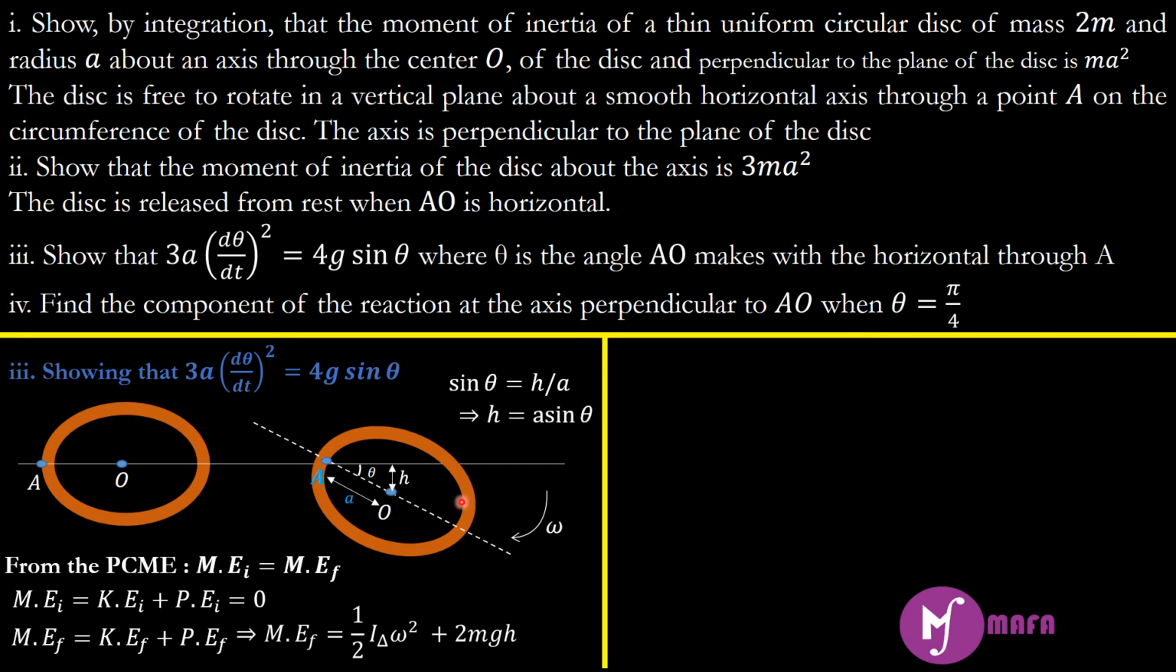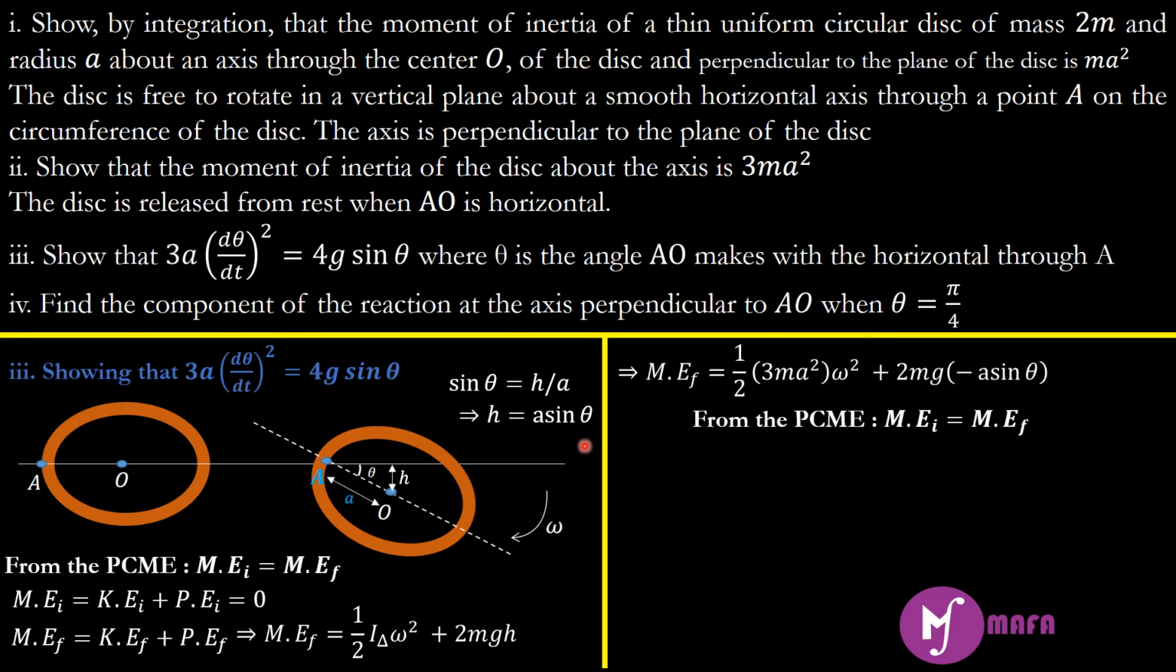So from there, our h becomes a sin theta. And since this h is a distance below the line of zero potential energy, it is considered negative. So the final mechanical energy is half times the moment of inertia of this disc about an axis passing through A, which has been proven to be 3ma squared, multiplied by omega squared. We add it to 2mg multiplied by negative a sin theta. I repeat, the negative sign is because the distance we are taking is below the line of zero potential energy.